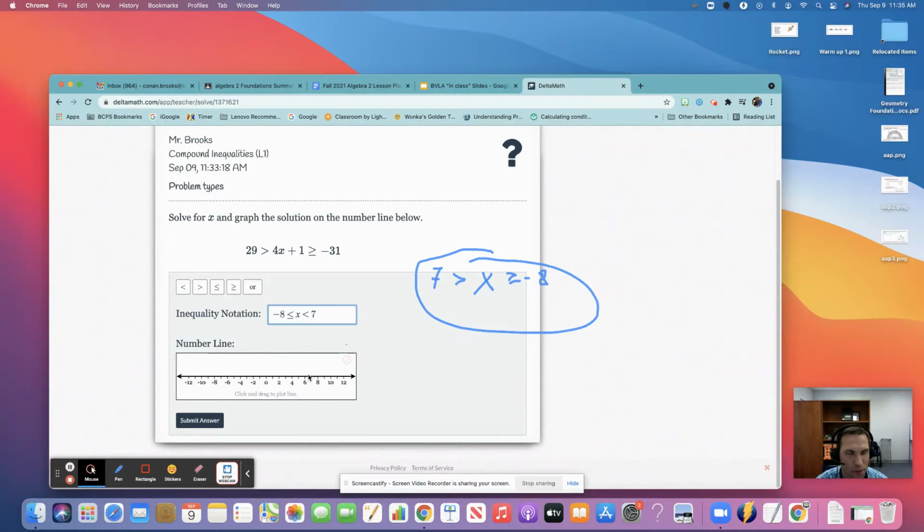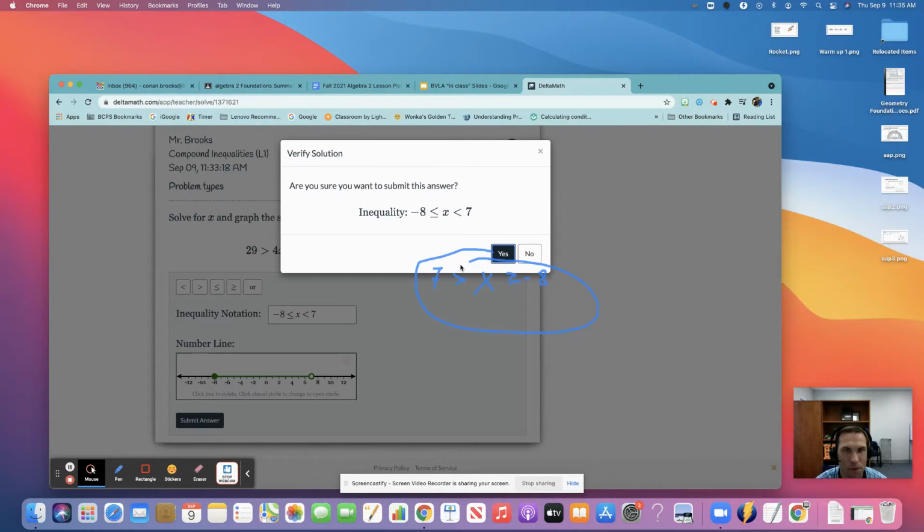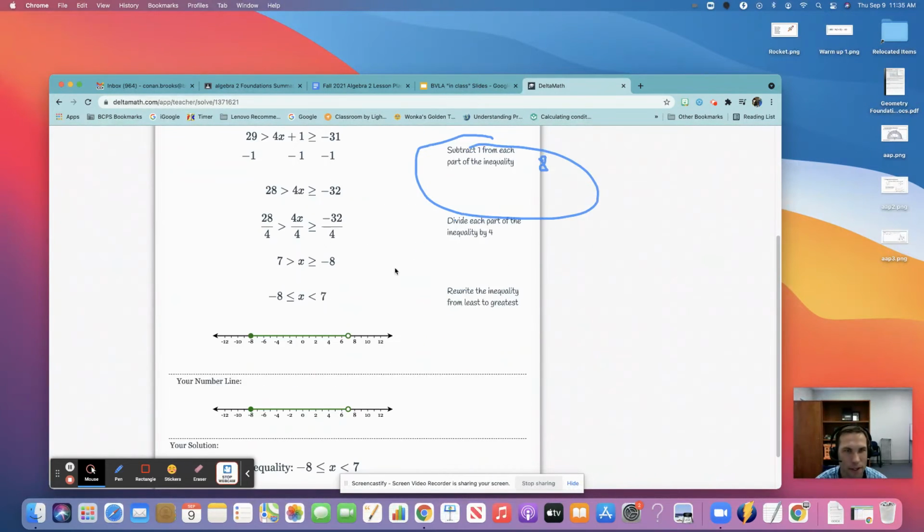I'm going to go over here. You have to drag. You can't just click. You have to click and drag. So 7 to negative 8. And this is open. That's closed. All right. So hopefully it takes it. Yay.